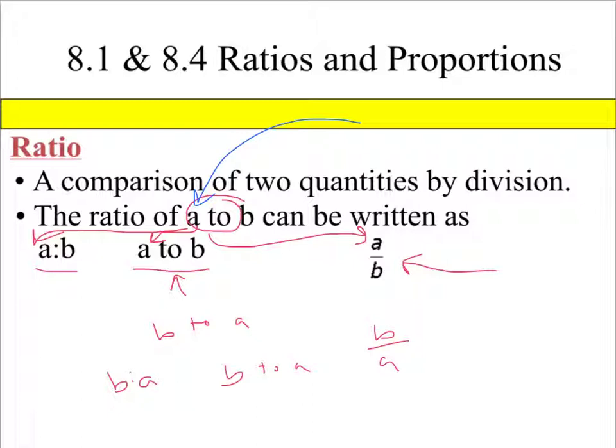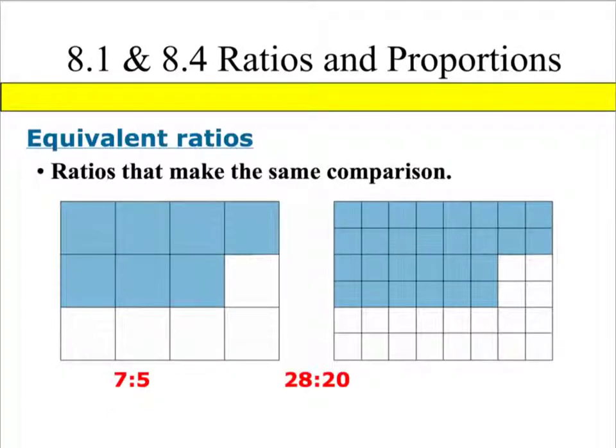Sweet. Now we also have what's known as equivalent ratios. Pause now and write this down. I do need to draw a little line here. This 28 to 20 goes right here. Pause and write. When you look at equivalent ratios, essentially it's the exact same thing. They're ratios that make the exact same comparison.